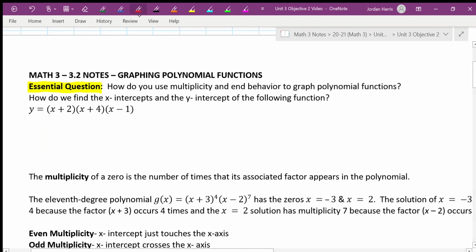Okay, this is something from your previous math classes. So, an X-intercept, hopefully you know, you plug in y equals 0. A Y-intercept, hopefully you know you plug in x equals 0. So let's do that real quick. I'll do my X-intercept first. So I need to plug in 0 for y. And from last unit, we learned about the zero product property. So everything that's multiplied together, I'm going to set equal to 0.